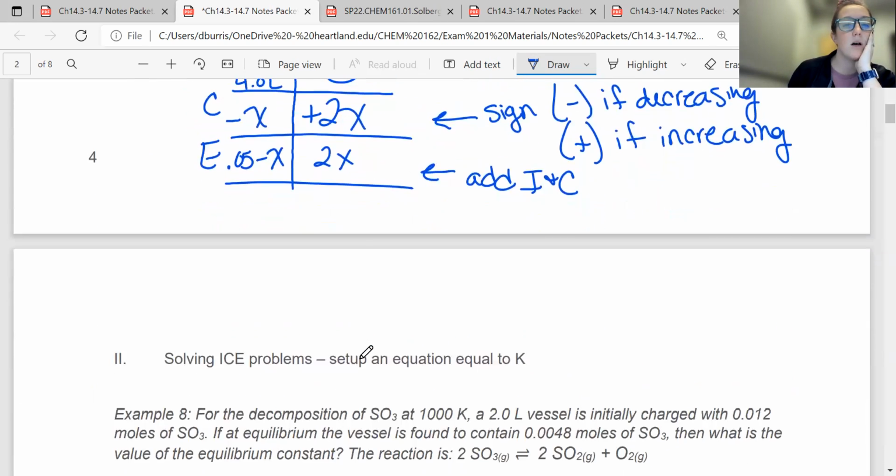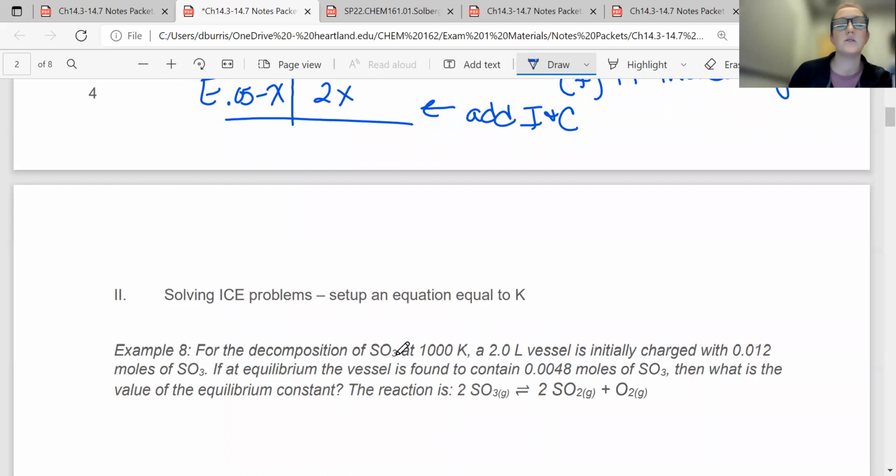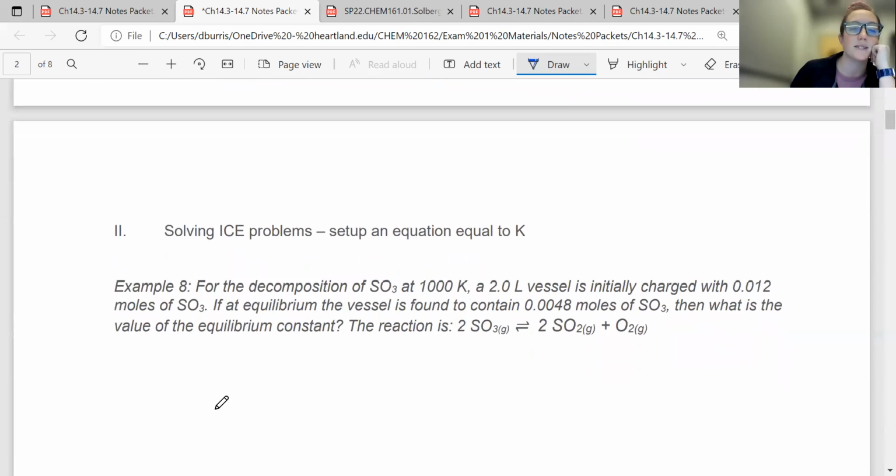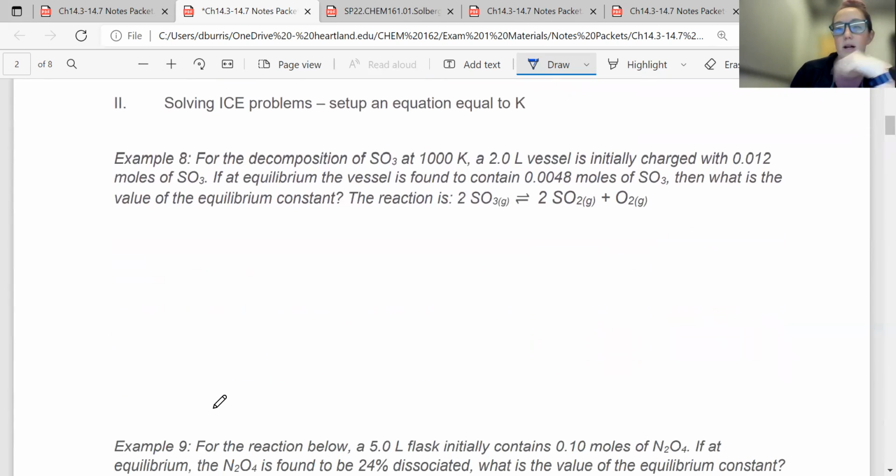Okay, so solving ICE problems. Essentially, you need to set up your ICE table, and then you can set up an equation that equals K. So like K equals products over reactants. So if you set up those two things, you can solve for whatever the problem is solving for. Okay, so example number 8, I'm going to walk through. I gave you a lot of space for this one for a reason.